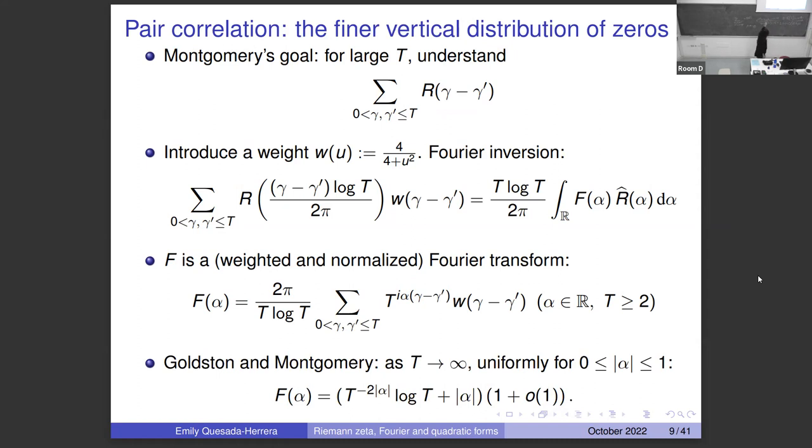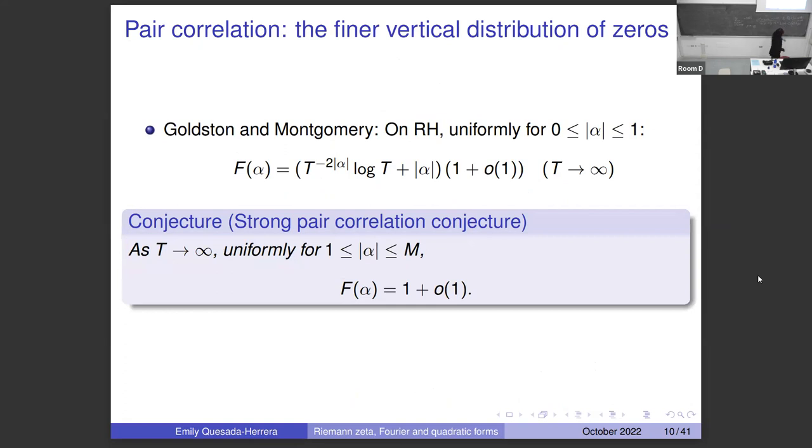They showed that asymptotically, when T goes to infinity, and when alpha is small, between 0 and 1, we have a very precise formula for F. So in other words, when alpha is small, we can understand this expression. But we want to know what the behavior is for all alpha. And Montgomery made a conjecture that when alpha is greater than 1, F is just asymptotically 1. But this looks like a very hard conjecture, and it has been connected to very hard problems in number theory, like the behavior of primes in short intervals or the behavior of simple zeros of derivatives of the function. So it's still very far outside what we can do.